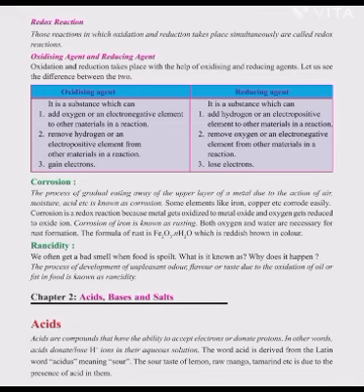Corrosion. The process of gradual eating away of the upper layer of metal due to the action of air, moisture, acid, etc. is called corrosion. Some elements like iron, copper, etc. corrode easily. Corrosion is a redox reaction because the metal gets oxidized to metal oxide and oxygen gets reduced. Sometimes we see a black layer on silver after a long time due to the corrosion process. Corrosion is a redox reaction because metal gets oxidized to metal oxide and oxygen gets reduced to oxide ion.